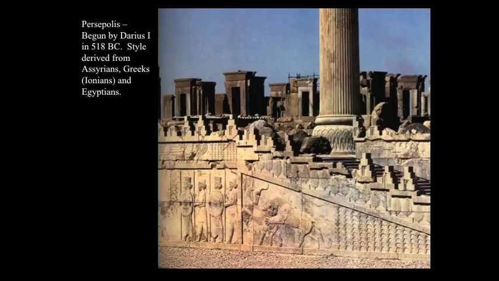This is an image of the staircase, the side of the staircase that led up on top of the Apadana. And if you look carefully, you can see some images that may look a little bit familiar to you. For example, you can see a lion engaged in combat there fighting, and it's pretty clear when you look at that lion that it is based quite closely on earlier Assyrian models.